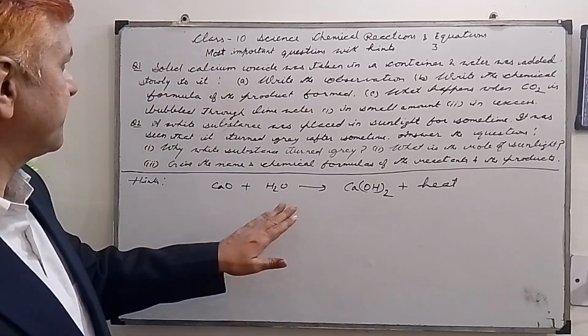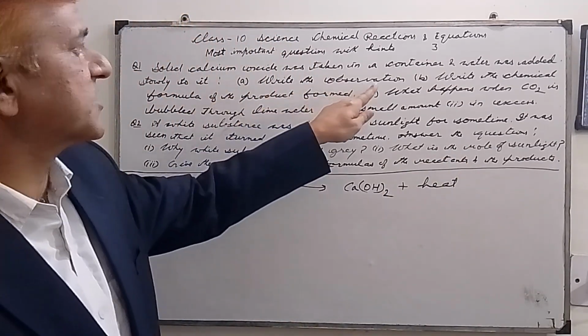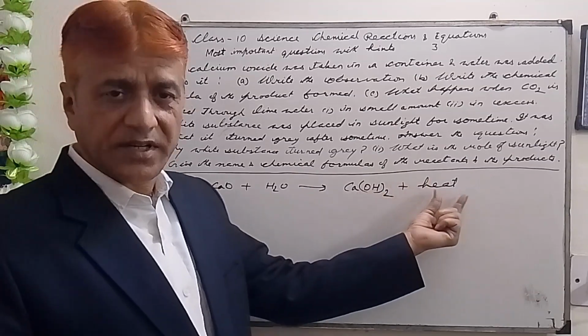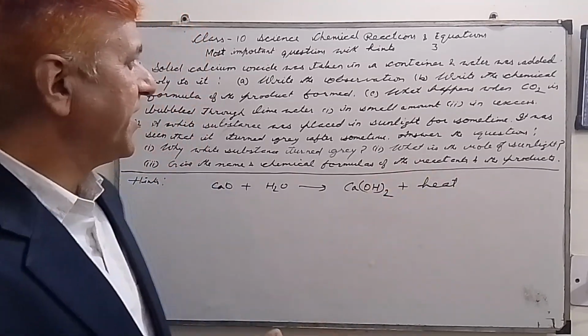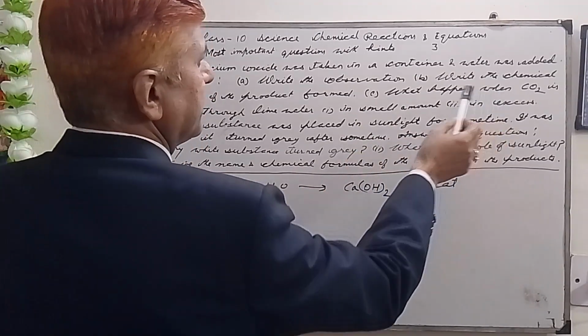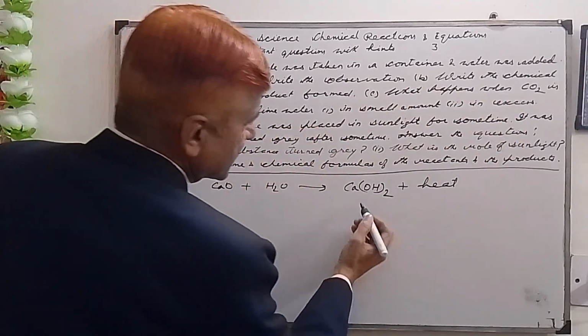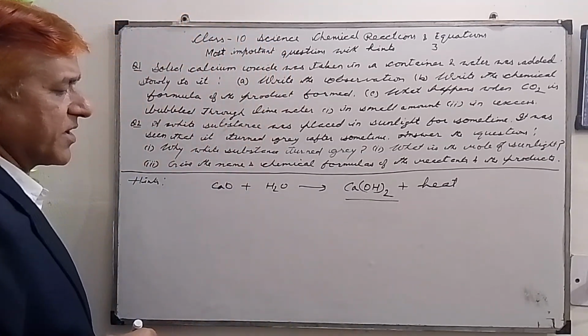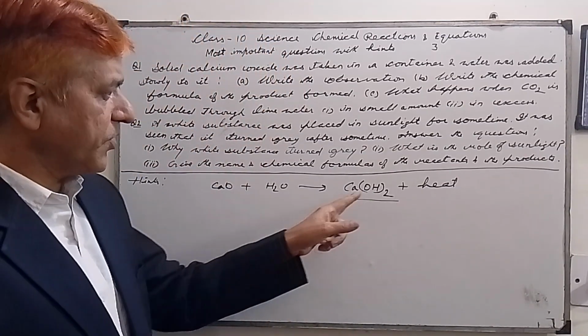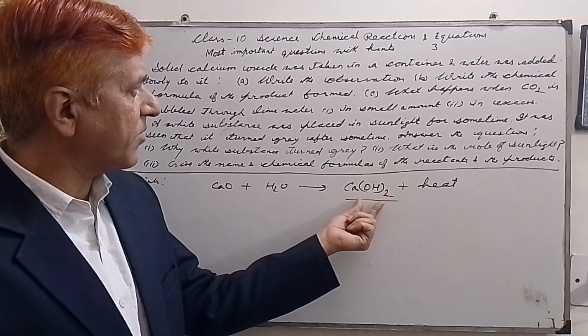So my dear students, first is write the observation. Observation is heat is produced. Next, write the chemical formula of the product formed. So calcium hydroxide is the chemical formula, Ca(OH)2. This is the product formed.